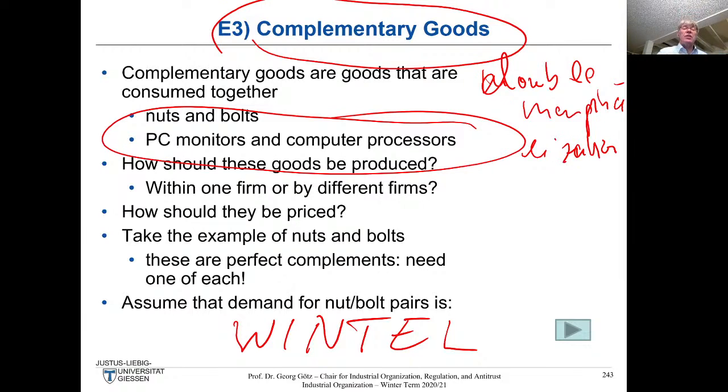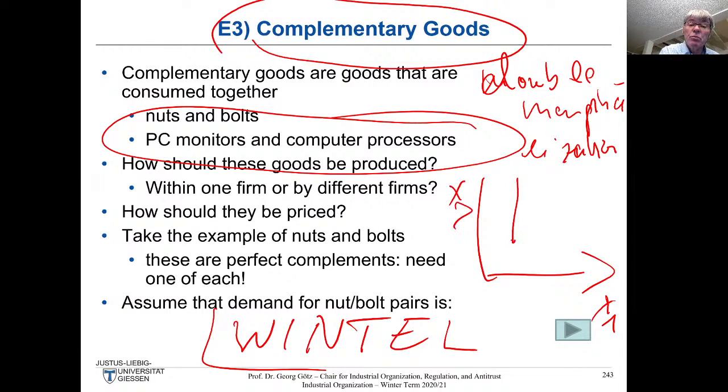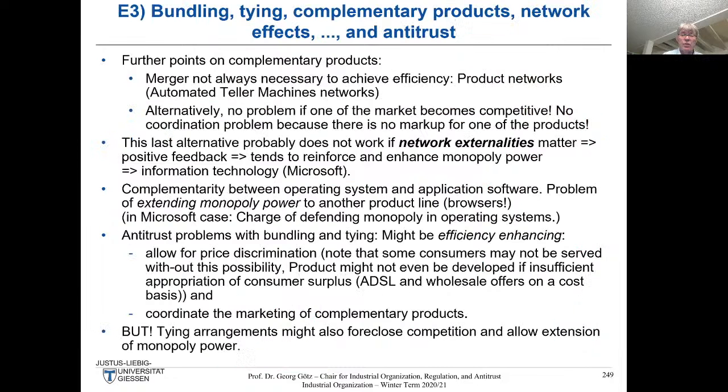You can see that on the next pages, but it simply tells you that in terms of Wintel, if you have these kind of complementary products, like if you remember your Micro 1 class, here you have good 1, here you have good 2, it would be just an L-shaped indifference curve. If you have something like that, it's a good idea to produce that within a single firm, because otherwise you have the double marginalization problem. You can see that on the next few slides, but I don't go into detail. We do that in economics of regulation, that's why I don't do it here.